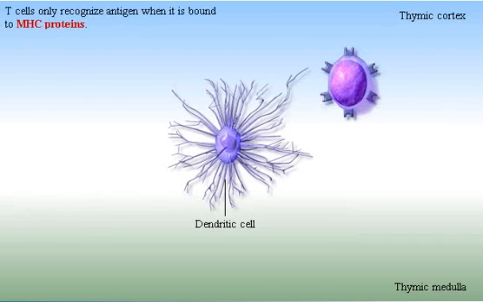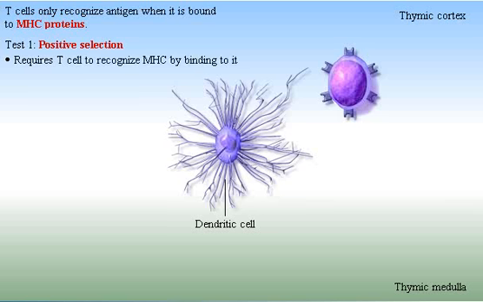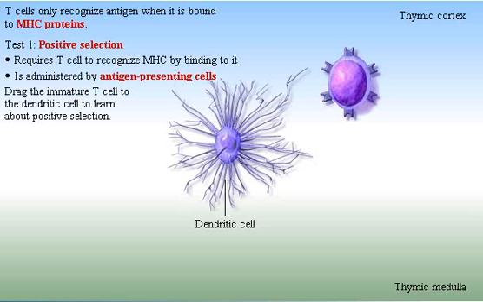T cells only recognize antigen when it is bound to major histocompatibility complex (MHC) proteins. The first test that our T cell must pass is called positive selection, which requires that its receptor recognize MHC by binding to it. Only cells that can recognize MHC are allowed to mature further. This test is administered by antigen-presenting cells of the thymus, such as the dendritic cell shown here. Drag the immature T cell to the dendritic cell to learn about positive selection.